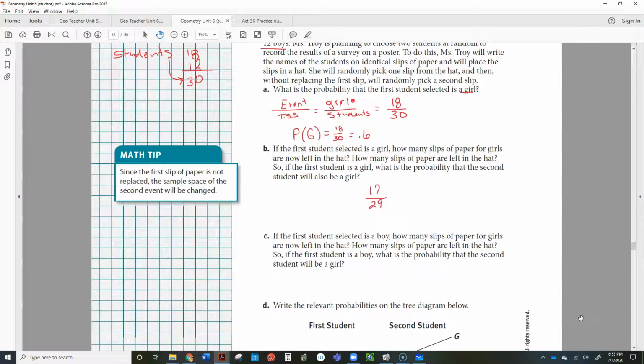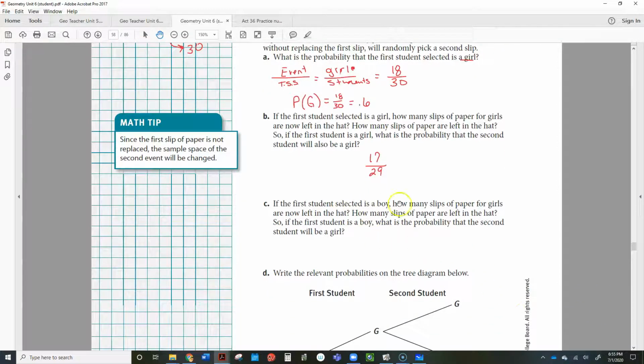Now it says, if the first student selected is a boy, how many slips of paper for girls are left in the hat? Now remember, they're telling us that the first piece of paper pulled out had a boy's name on it. So that means I still have 18 pieces of paper in the hat that are girls' names. I didn't pick a girl's name the first time, I picked a boy. But how many pieces of paper are there now in the hat? There's still 29 in there because I pulled the boy's name out and did not put it back.